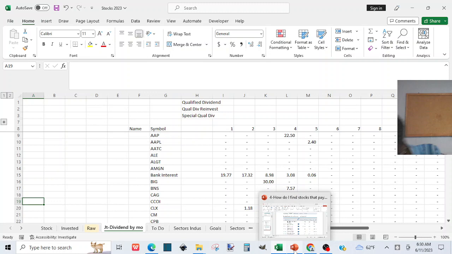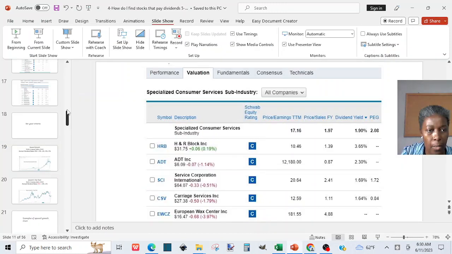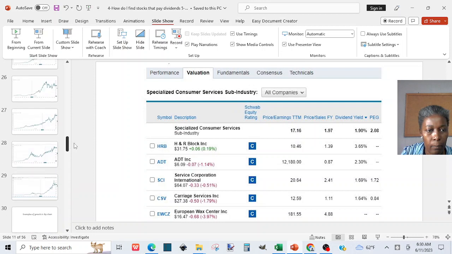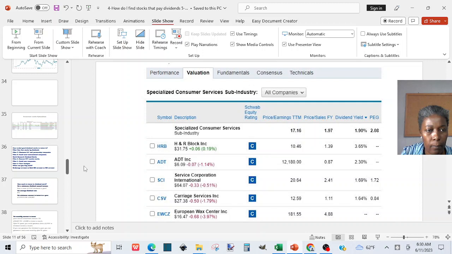So if a dividend, I think I should have that on here. Let me see if I can find it. Probably not that one.